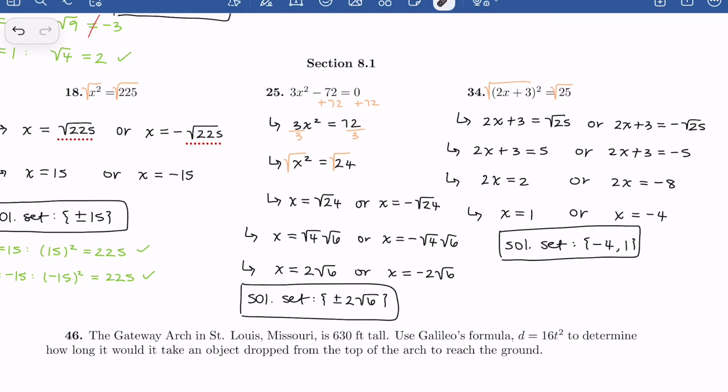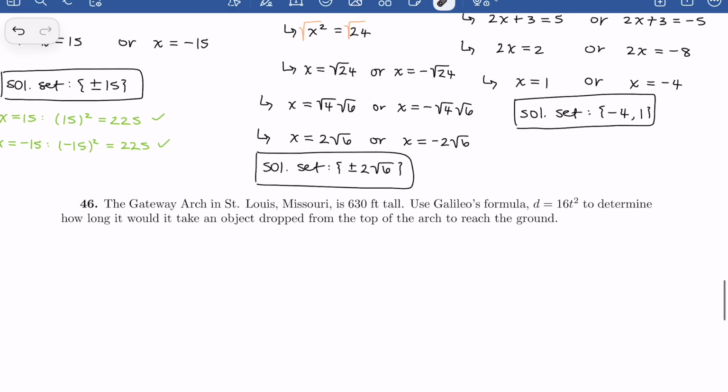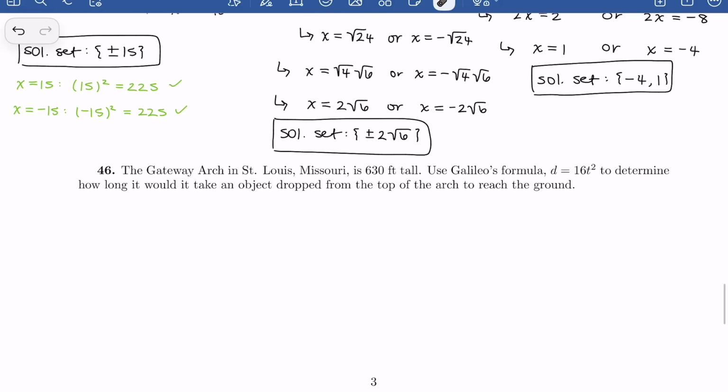Now for this next problem here, we're looking at an application problem. So we're told that the Gateway Arc in St. Louis, Missouri is 630 feet tall. We want to use Galileo's formula, distance is equal to 16 times t squared, to determine how long it would take an object to be dropped from the top of the arc to reach the ground.